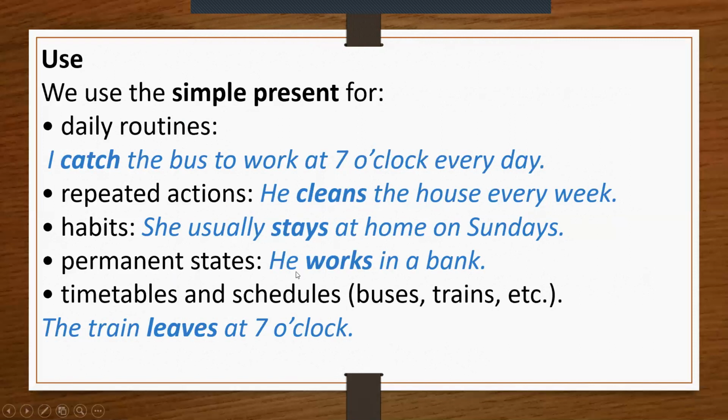For permanent states, those are the things that don't tend to change regularly. For example, he works in a bank or he lives in New York. Timetables and schedules, for example, for the buses, trains, your job, or your school. The train leaves at 7 o'clock.